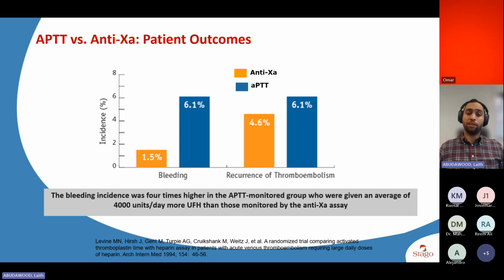Now, on the side of patient outcomes, as you can see, orange represents patients monitored with anti-Xa, and blue represents patients monitored with APTT for unfractionated heparin. In the case of the incidence rate for bleeding, patients monitored with anti-Xa, at least in this study, have shown 4 times less bleeding incidence when anti-Xa was used to monitor unfractionated heparin. In the case of recurrence of thromboembolism, patients also showed, even though it might not be a huge difference, less recurrence of thromboembolism when anti-Xa was used as opposed to APTT.